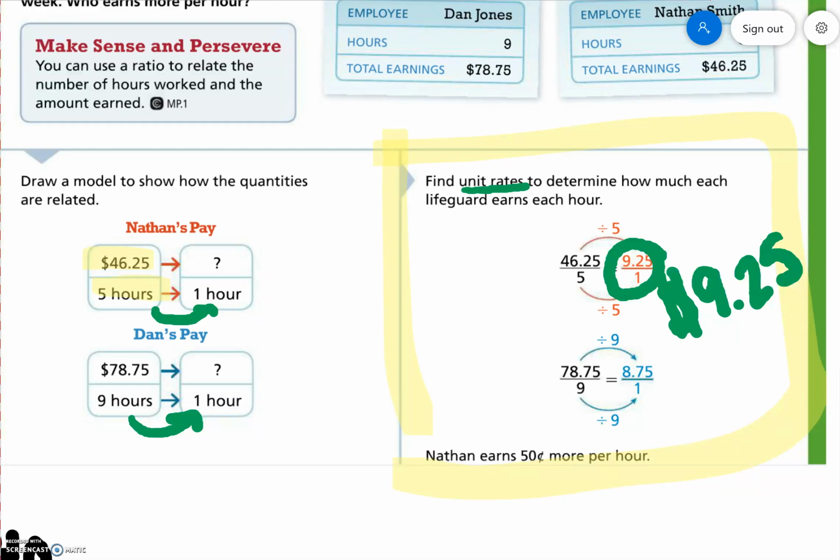We want to take the 9 and turn it into a 1. So the way we do that is to divide by 9. Whatever you do to the bottom, you have to do to the top. So Dan makes $8.75 per hour, which means Nathan earns 50 cents more per hour.